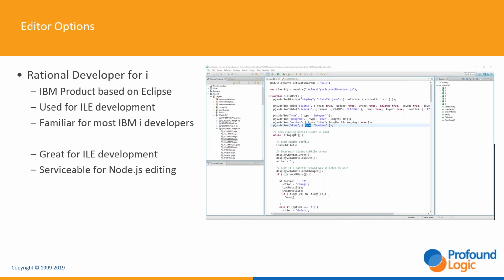It's great at ILE development, and IBM hasn't made, that I'm aware of or that I've seen, major investment in Rational Developer for Node.js development, but it is a serviceable editor for doing changes to Node.js. So first thing we're going to do is just jump in. I'll show you how it works, how to go about it. It's really pretty simple. So let's hop into Rational Developer.